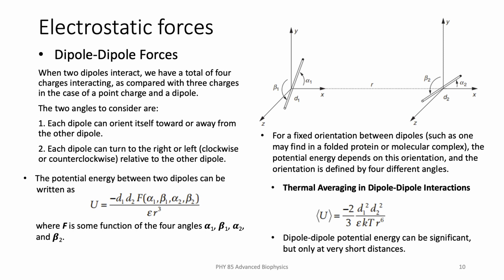Subsequently, the thermal averaging in dipole-dipole interactions is written in this form. It is important to note that because of the higher power of radius r in the denominator, dipole-dipole potential energy can indeed be significant, but only at very short distances.